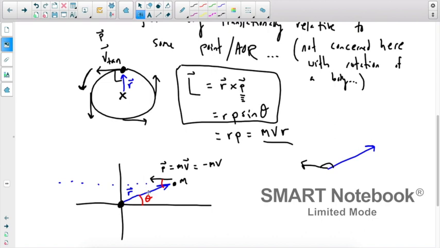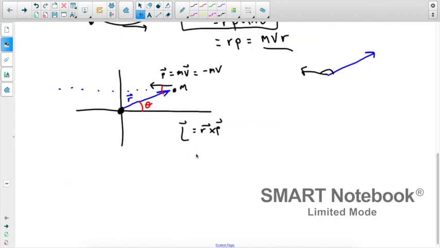All right, so I can say now that the angular momentum of this particle m with respect to this axis of rotation is going to be equal to r p sine of theta. I know that p is negative mv, so let's say negative m v r. I like to rearrange it like that. It really doesn't matter. Times the sine of theta.